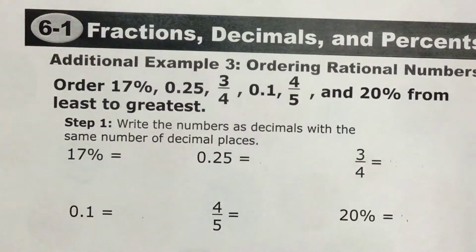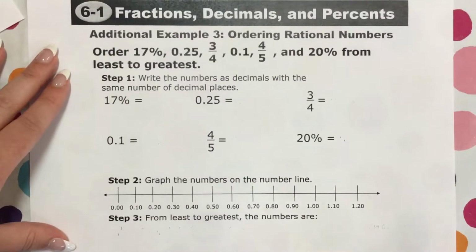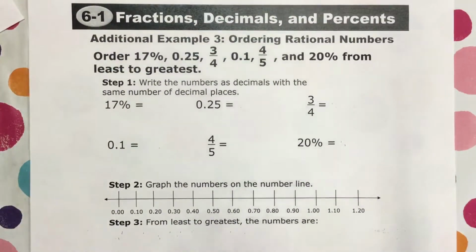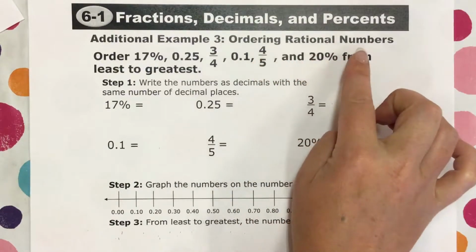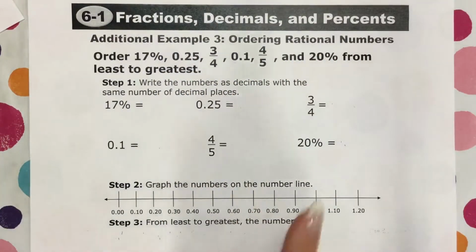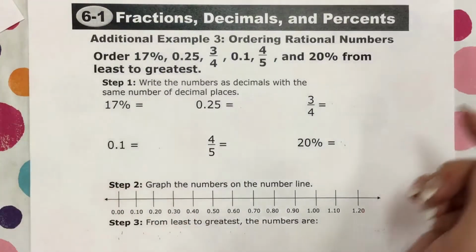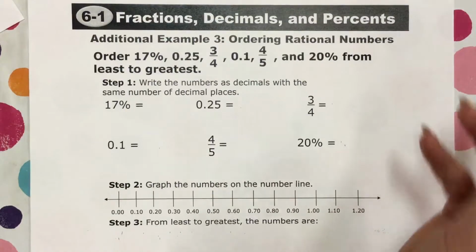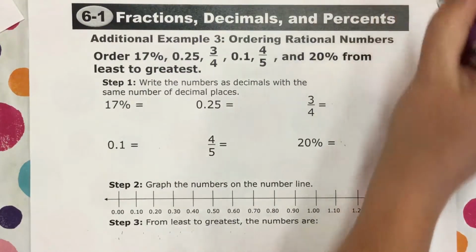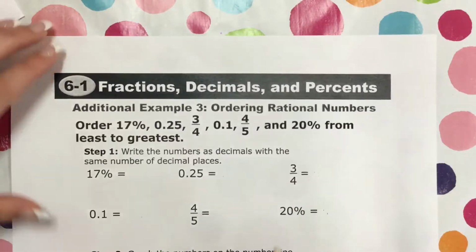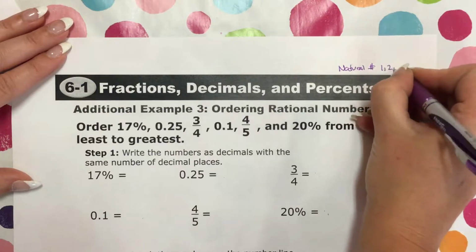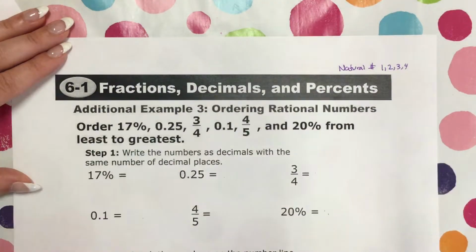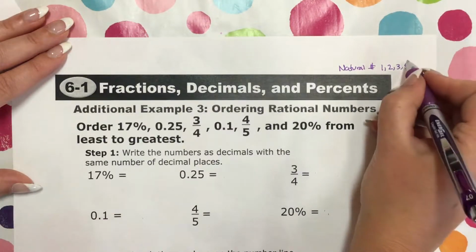Now, example 3, what we're going to be doing is we have a whole bunch of stuff. Sometimes you'll have this on a lot of different tests, and what they want us to do is order rational numbers. That's example 3. Now, remember, rational numbers include all of the natural numbers, which are 1, 2, 3, 4, and so on, you can keep going.